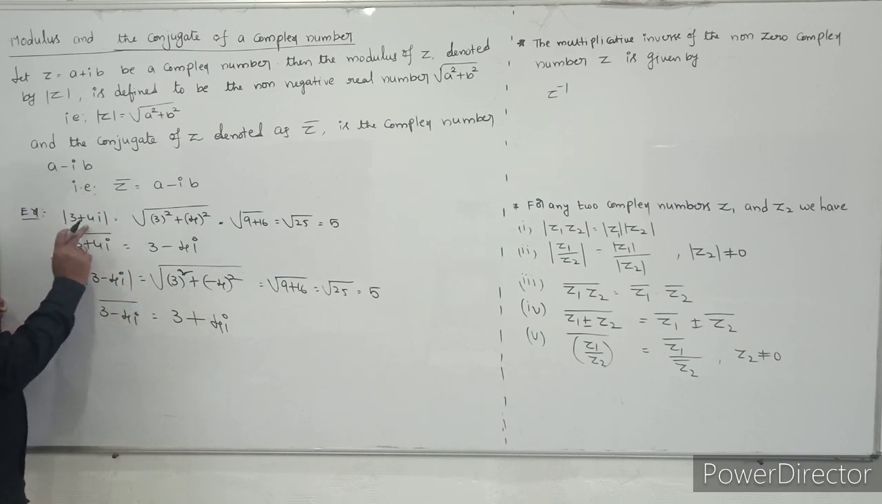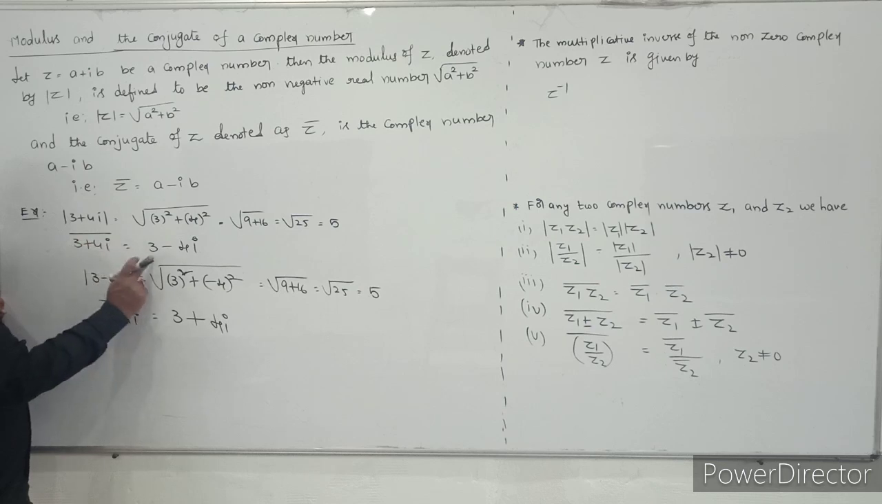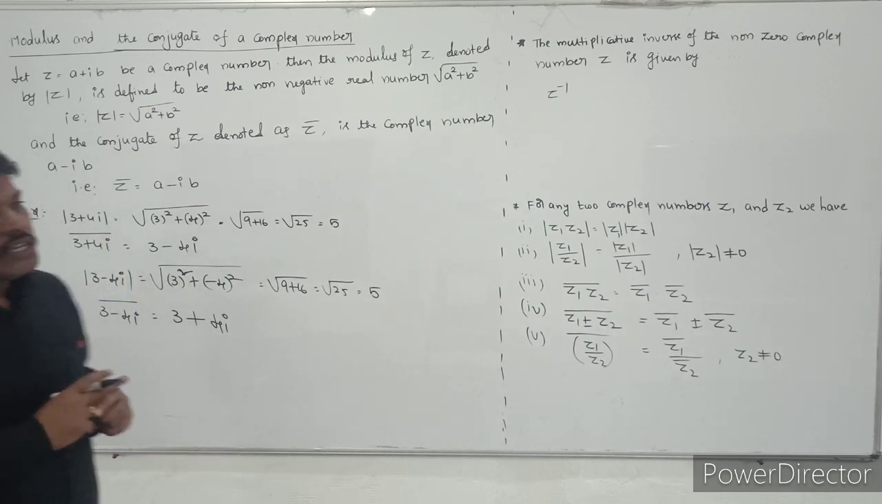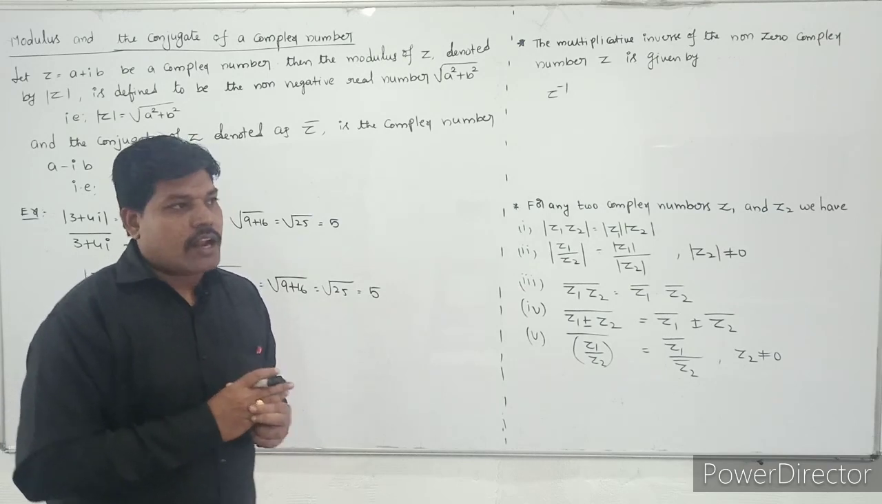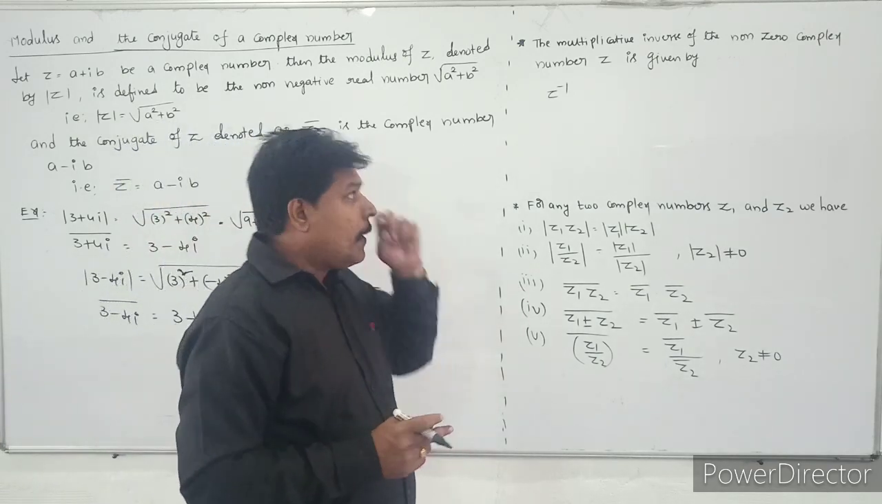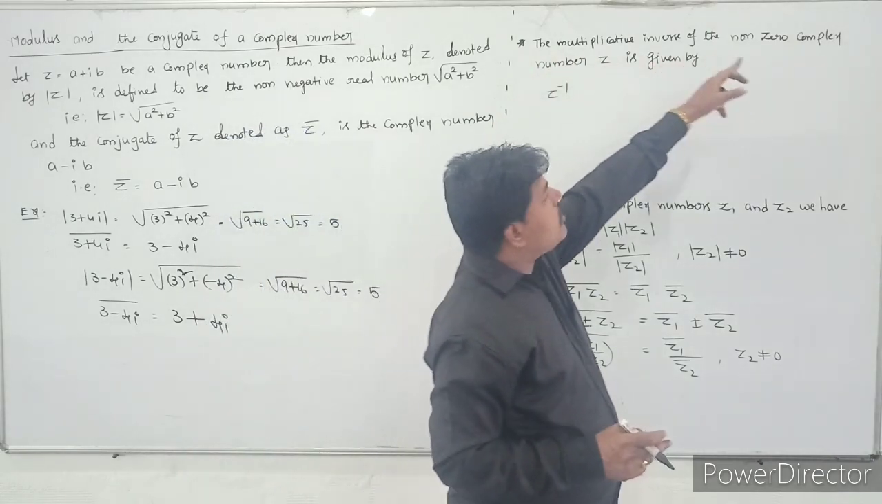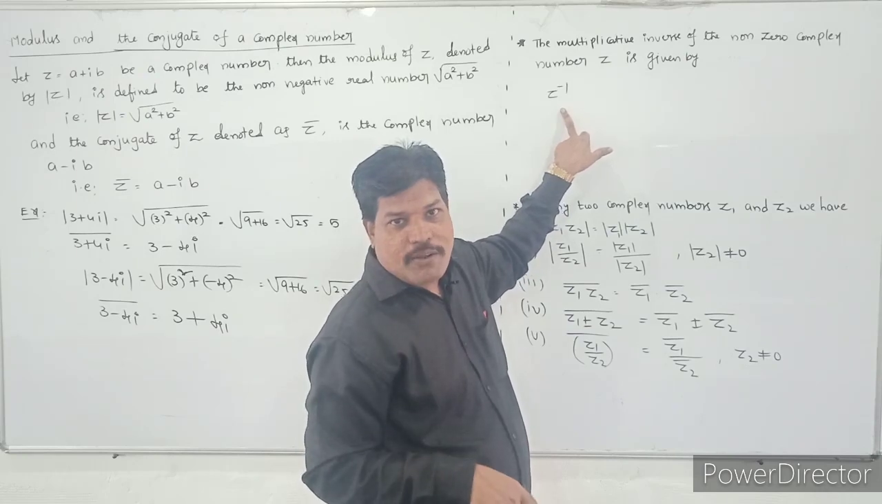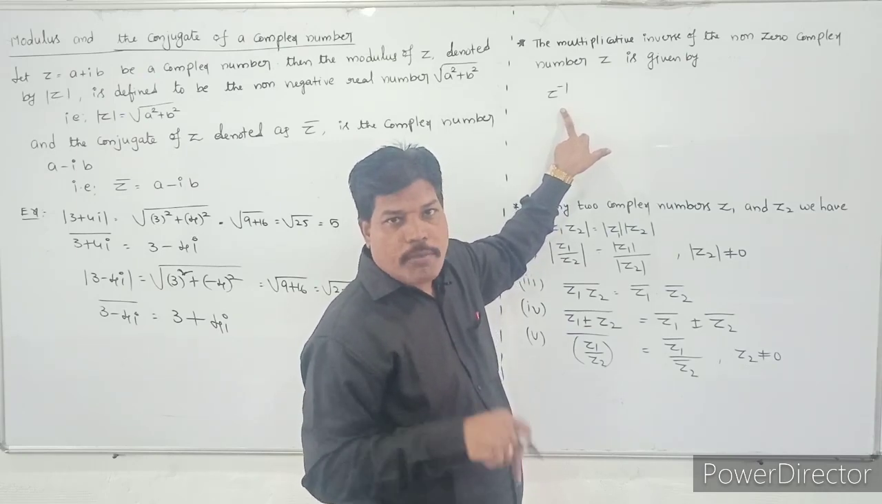So mod of a plus ib is nothing but root of a square plus b square. The conjugate of a plus ib, that is a plus ib bar, is nothing but a minus ib. So this is the modulus of a complex number and the conjugate of a complex number. And also some important conditions we already discussed in the multiplicative inverse. The multiplicative inverse of a non-zero complex number z is 1 by z. Yes or no?